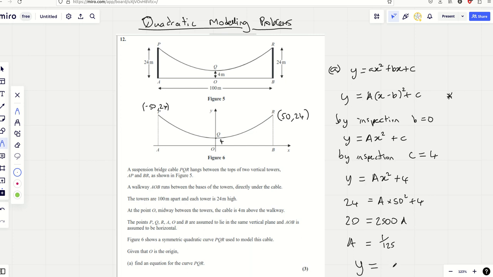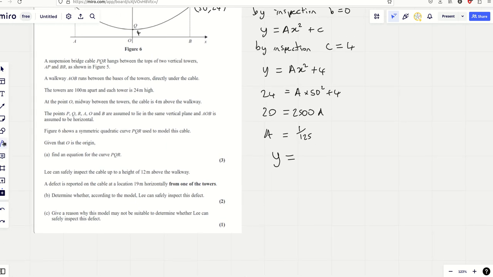And so the final equation should be x squared. Sorry, it's not so neat. Let me move it down so you can see it. y equals x squared over 125 plus 4. Now it should be going through the point.